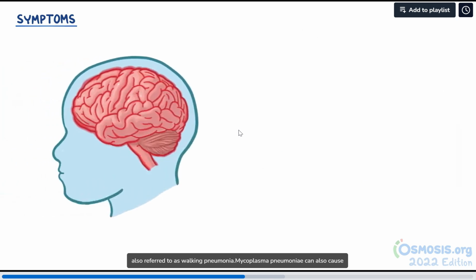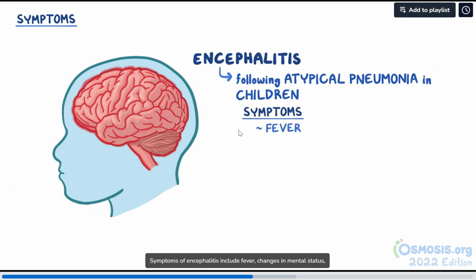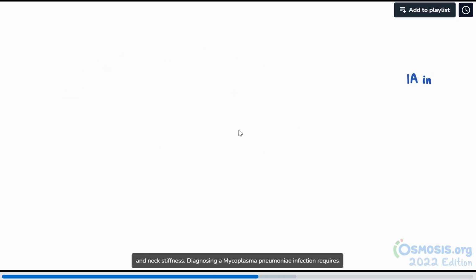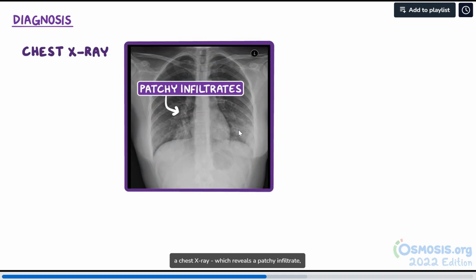Mycoplasma pneumoniae can also cause encephalitis, especially following atypical pneumonia in children. Symptoms of encephalitis include fever, changes in mental status, and neck stiffness. Diagnosing a Mycoplasma pneumoniae infection requires a chest x-ray, which reveals a patchy infiltrate that denotes severe infection. Quite the discrepancy for something called walking pneumonia.